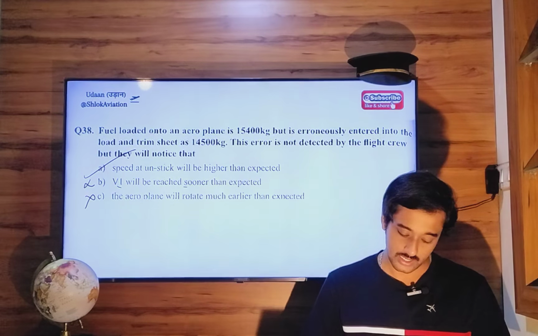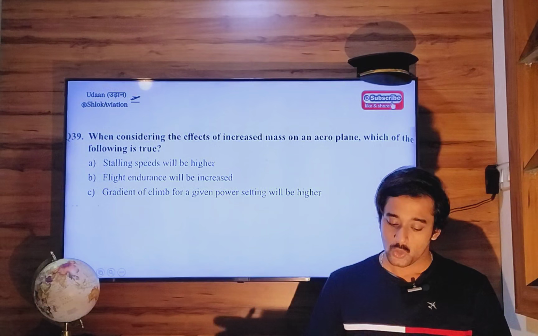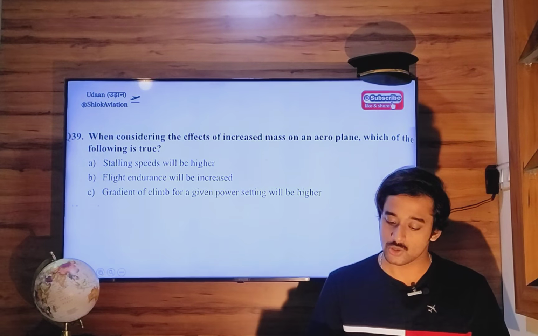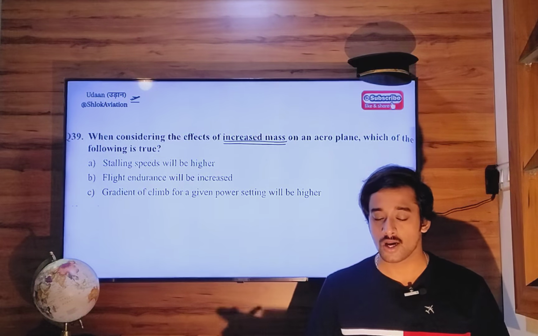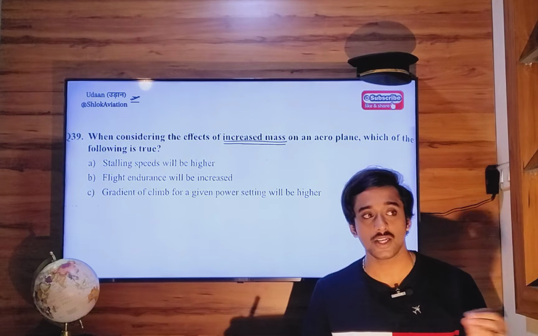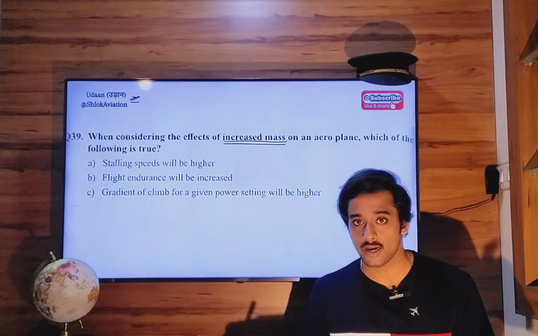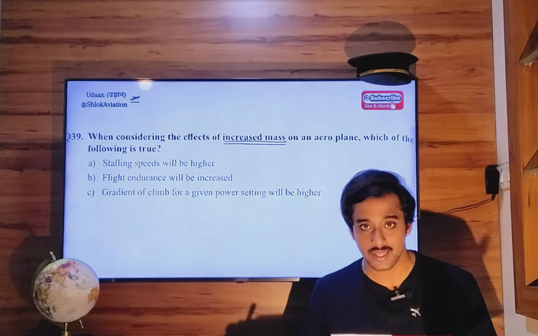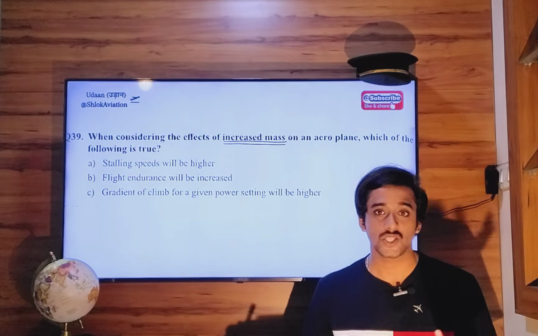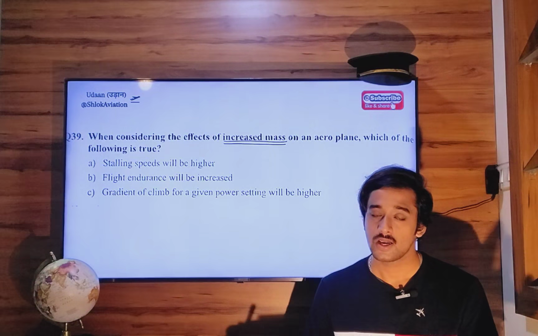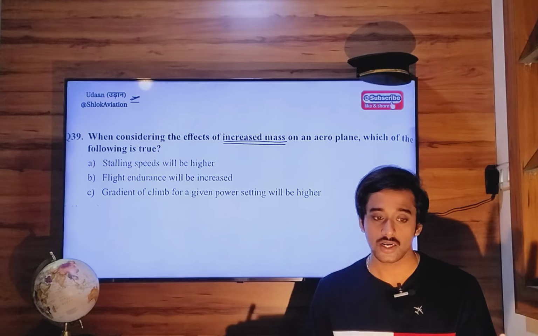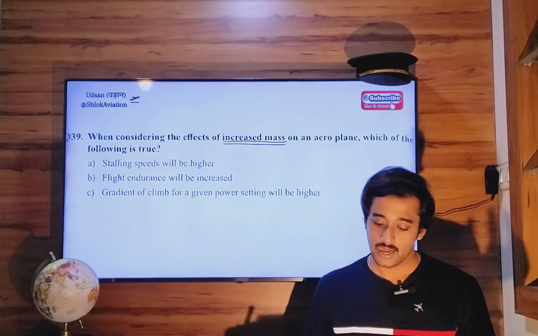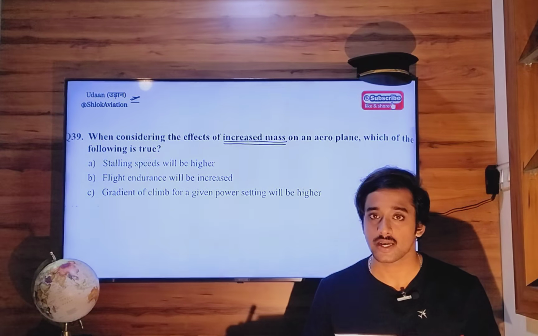Next, question 39. When considering the effects of increased mass on an airplane, which of the following is true? Increased mass on an airplane can be in terms of additional cargo that you have put in the cargo compartment, more passengers, or in flight, the mass of your aircraft can increase apparently by an increase in load factor. You are turning your aircraft. Basically, this is when the load factor increases, right? And the mass of the aircraft can be assumed to increase.